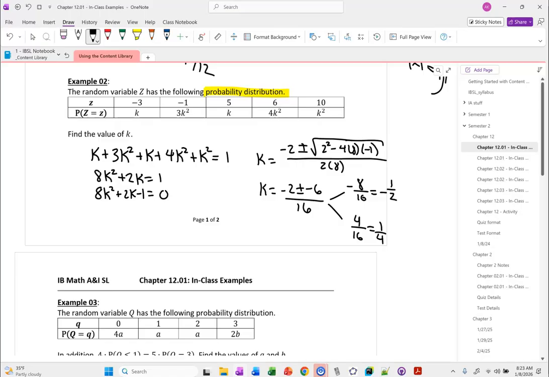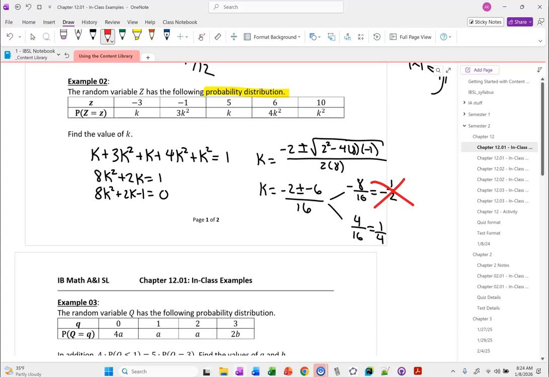We keep both of them? No. Very good. Why not? Why can't it be negative? The probability distribution. The probabilities have to be between 0 and 1. So we for sure discard that solution. Now, are we positive that 4 times K squared is going to be a number between 0 and 1, or might it be bigger than 1? Should we check? Probably should check at least quickly.